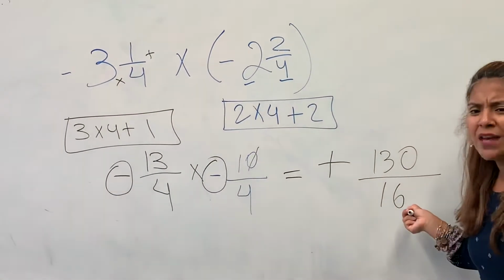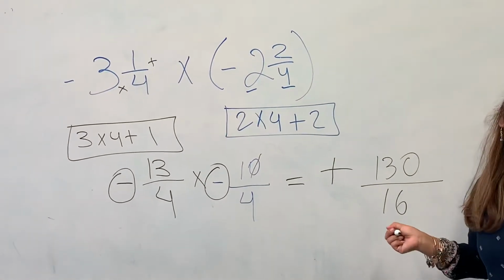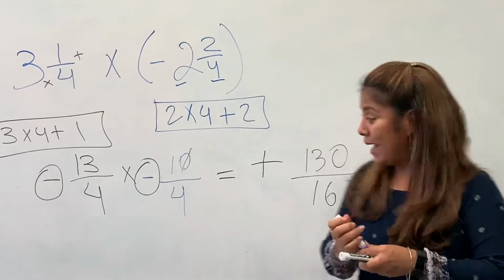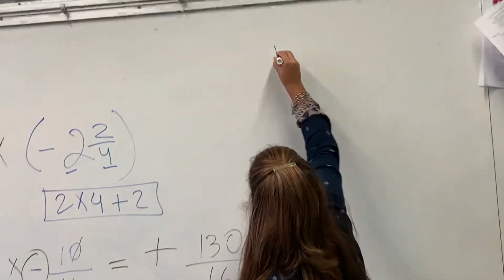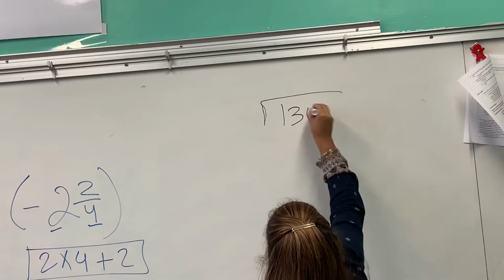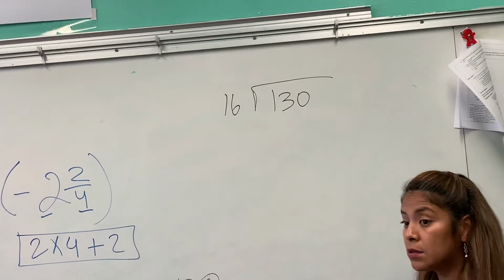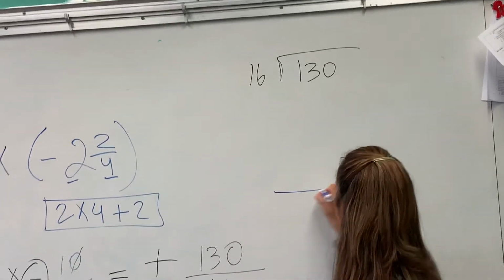And some of you will say, Ms. Venancio, that's a huge number. But just keep in mind that with this huge number, we could use the number line. So now, going back into the number line, I'm going to divide 130 by 16. That's what I have here. So I'm going to go ahead and do my number line.